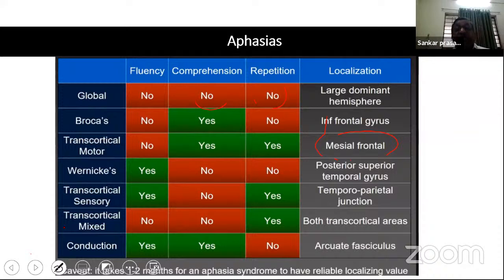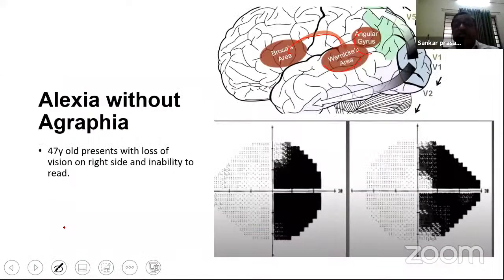Transcortical mixed has got only repetition, there is no comprehension, there is no fluency. And the arcuate fasciculus, which is connecting Wernicke's with Broca's, if it's disrupted, you get conduction aphasia. Then sometimes you get alexia without agraphia when there is a problem of transmission of information from one cerebral hemisphere to the other cerebral hemisphere.